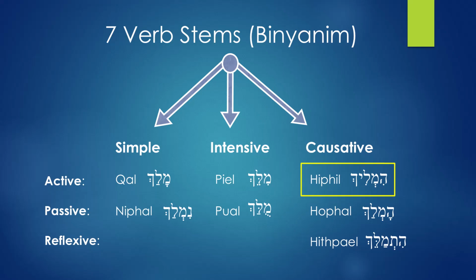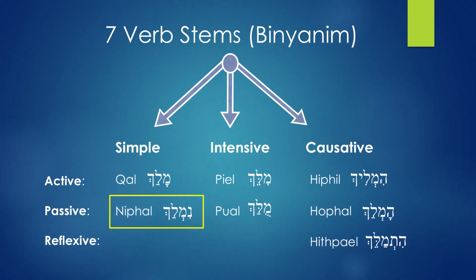Let me go through. In Qal it's he ruled. In Piel it's he ruled, but intensified. In Hifil it's going to be he caused to rule, more like making another person to be king. Hifil generally means to cause something to happen. You're causing another person or thing to do something. So Hifil is causative. And so the form in Hifil is going to be himlik.